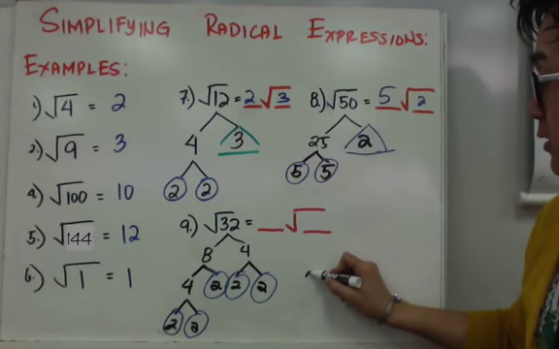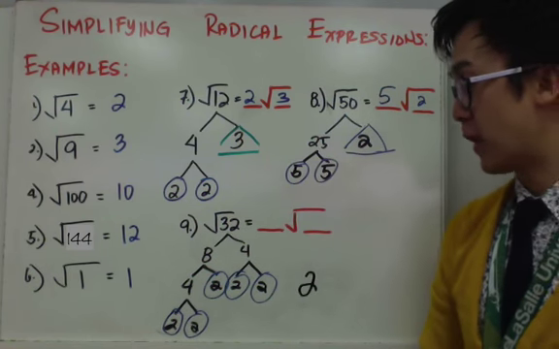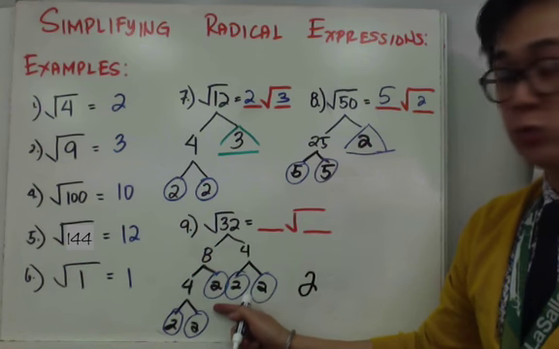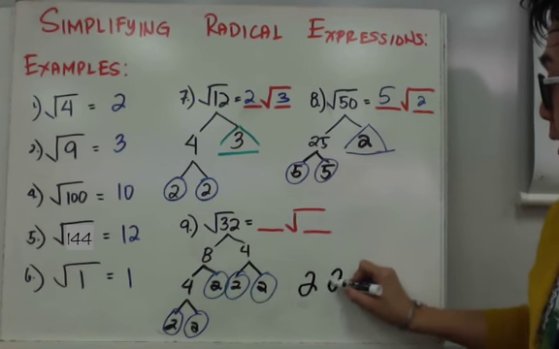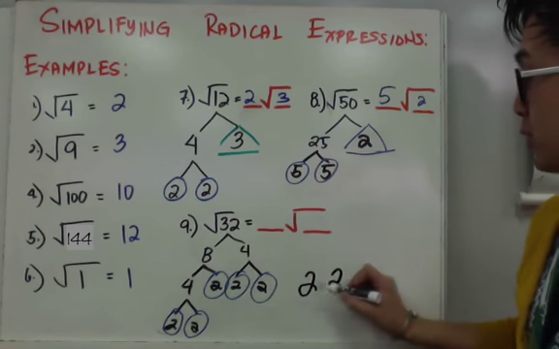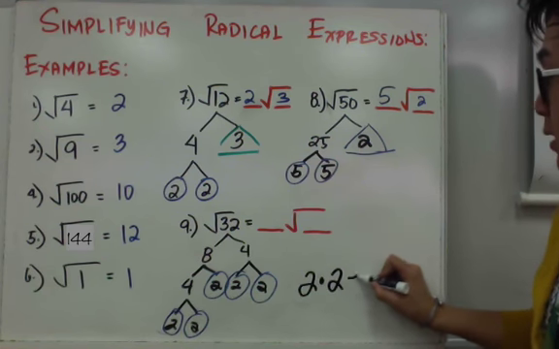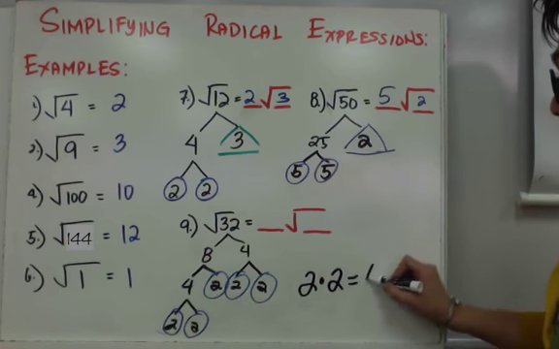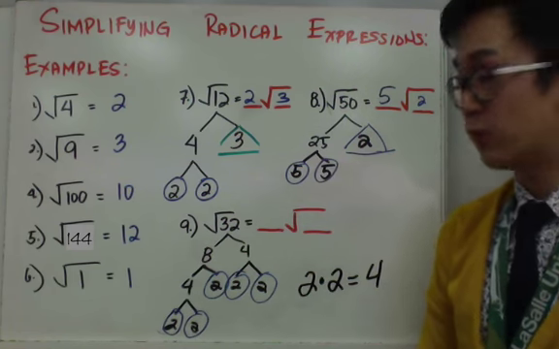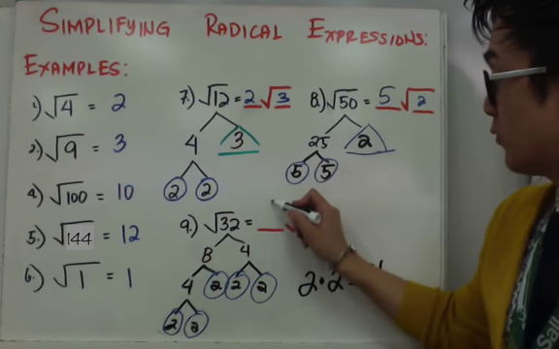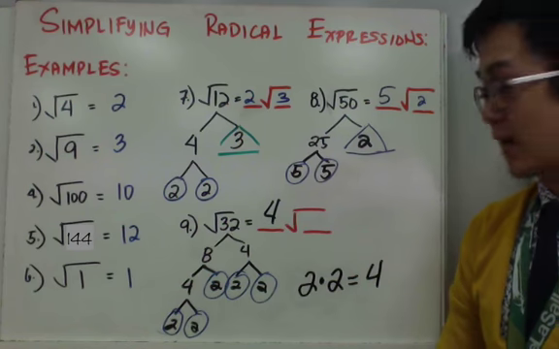So let's write it out here. This is my first pair of 2. And we have another pair of 2 right here. And let's put it right here. So since there are 2 pairs of 2, we can multiply them together. Therefore, the 2 pairs are combined as 4. So 2 times 2 is 4. So this 4 right here will stay outside the radical.